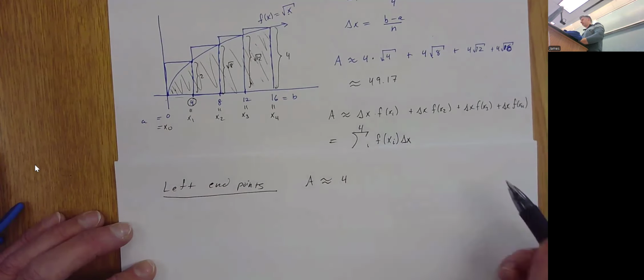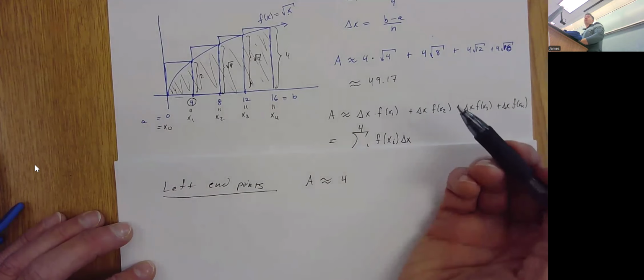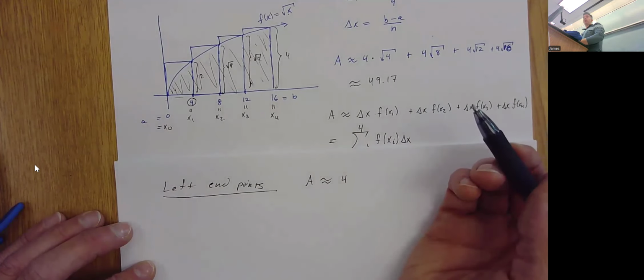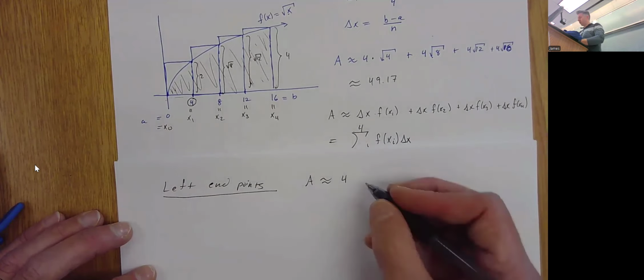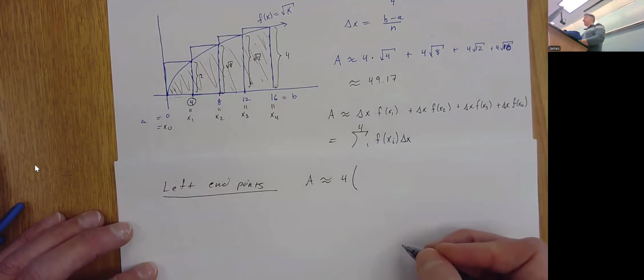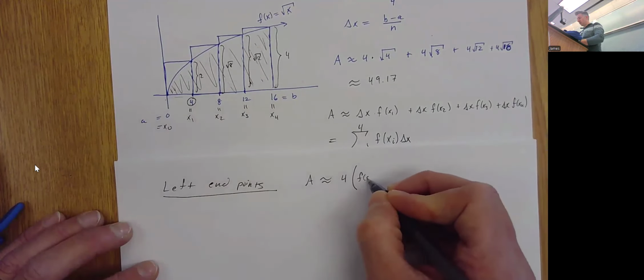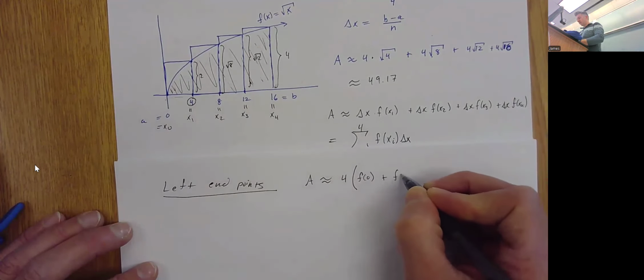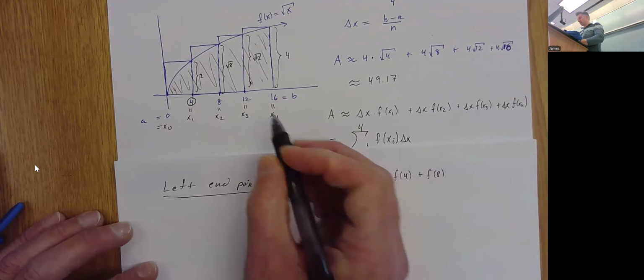Now, I should point out here, the base is the same every time. We can factor out the base, right? We can write this instead of as 4 times something plus 4 times something plus 4 times something plus 4 times something. We can say it's 4 times all the heights added together. So the first height is going to be f of 0. The second height is going to be f of 4. The third height is going to be f of 8. And the last height is going to be f of 12.